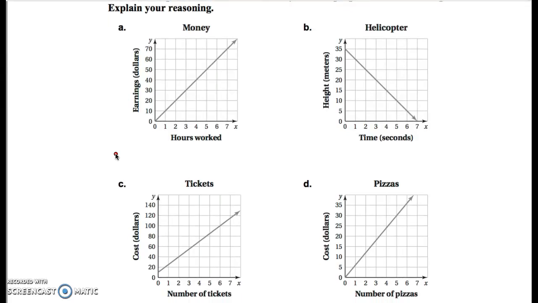So the graph for part A, we're looking at the number of hours worked and how much money you earn. So it looks like when you work 1 hour, you make $10. 2 hours, you make 20. 3 hours, you make 30, and so on. So is it in a proportional relationship? We would say yes. And based on the graph, there is a straight line going through the origin.